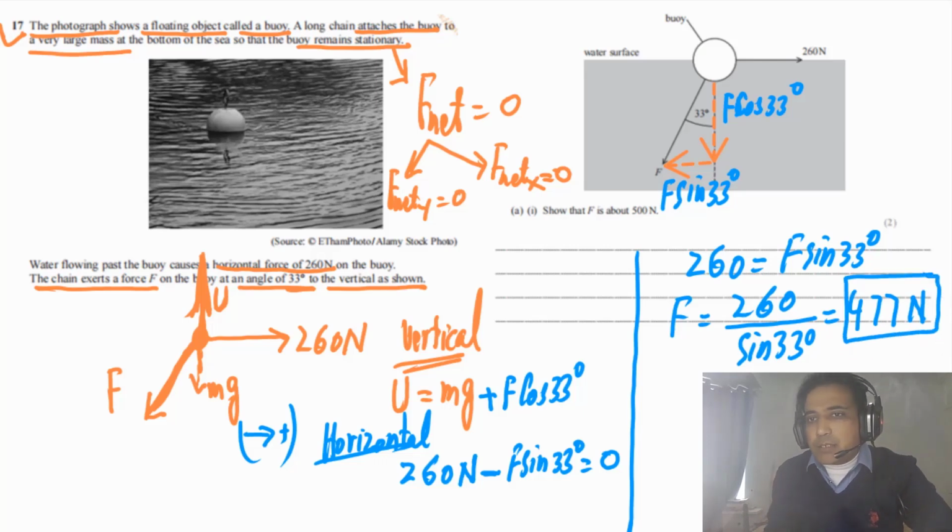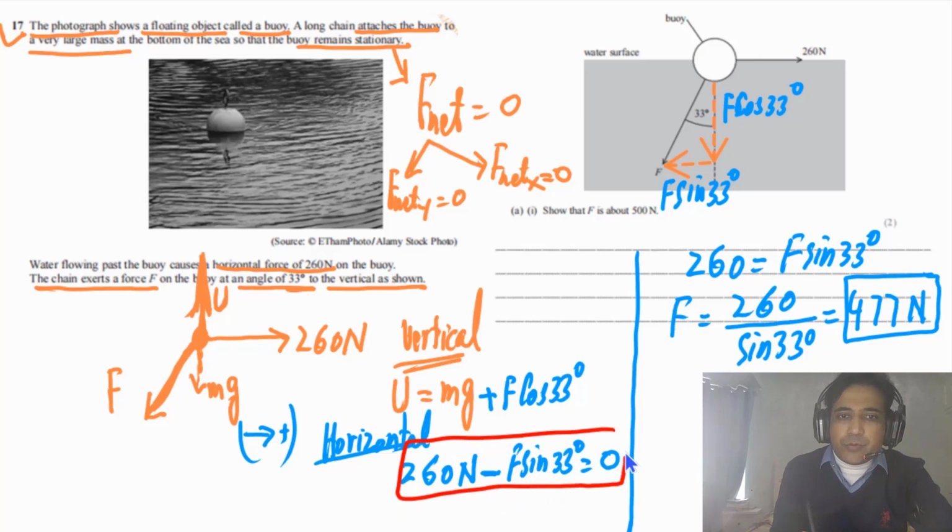This question has 2 marks. The first mark you will get if you have equated these two components. So this is 1 mark. Then the second mark you will get if you have got the right answer. We can also use the vertical equation if we have the value of upthrust and the value of mg, and we can find the value of F. But for this question we don't have the value of upthrust, we don't have the value of mg, so that's the reason we cannot use it.